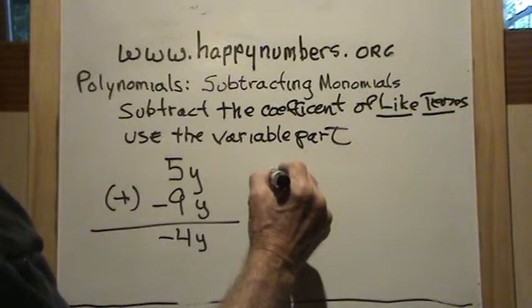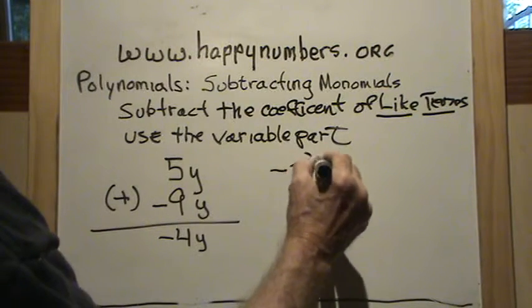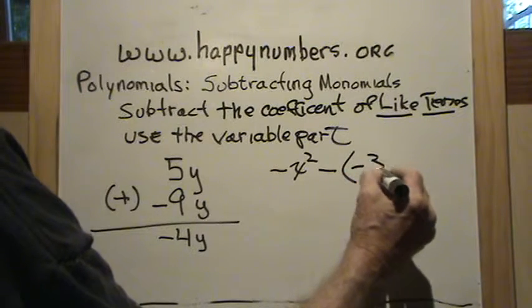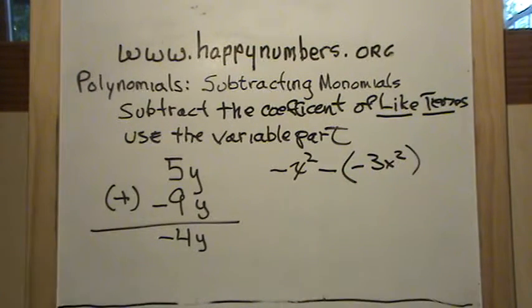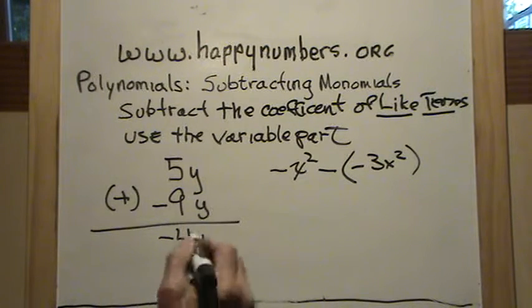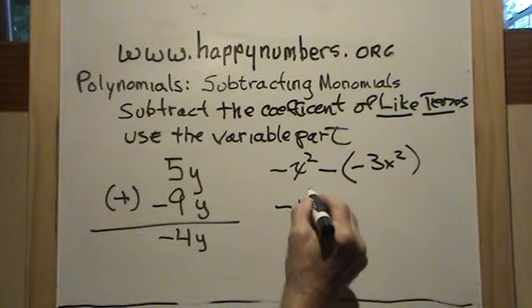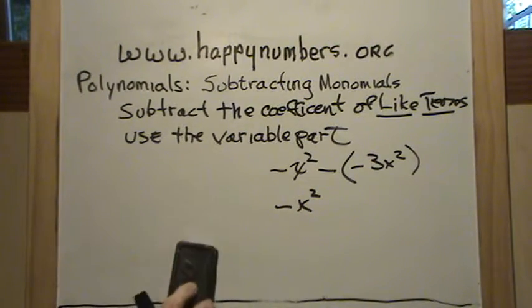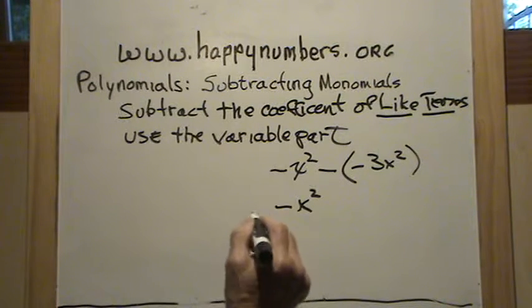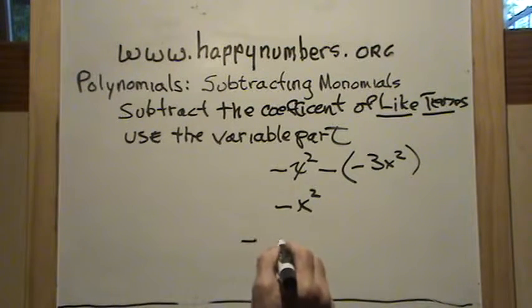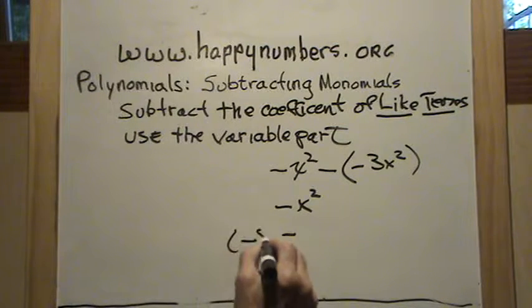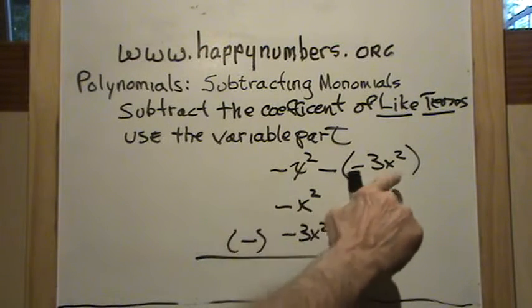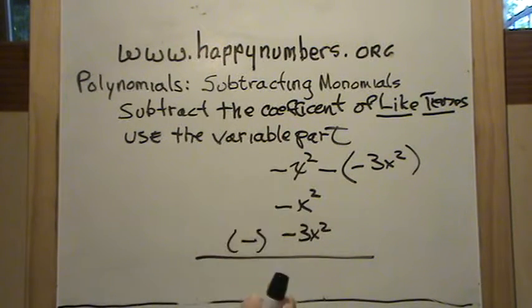Let's take a look at this problem. Let's take negative x squared minus negative 3x squared. Well, okay, let's rewrite the problem. Negative x squared. Let me erase this just so it's out of our way. Negative x squared minus negative 3x squared. So all I've done is rewrite the problem in a vertical way.